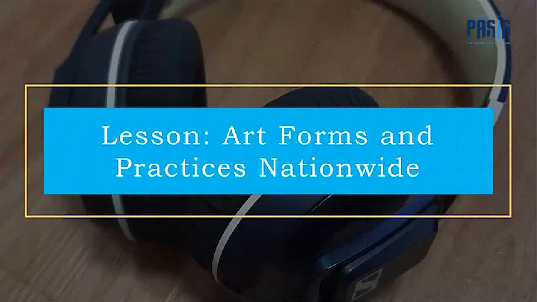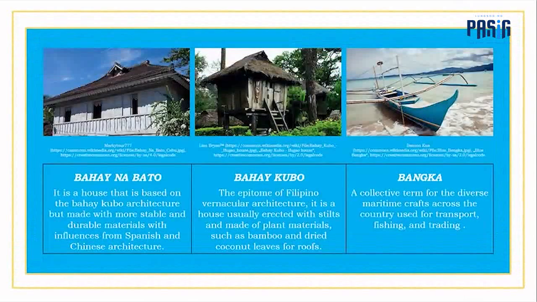Let's start our lesson for today, the art forms and practices nationwide. The first is Bahay na Bato. It is a house that is based on the Bahay Kubo architecture but made with more stable and durable materials to withstand natural disasters, with influences from Spanish and Chinese architecture. The Bahay Kubo is the epitome, or the ideal example, of Filipino vernacular architecture. It's a house usually erected with stilts and made of plant materials such as bamboo and dried coconut leaves for roofs.